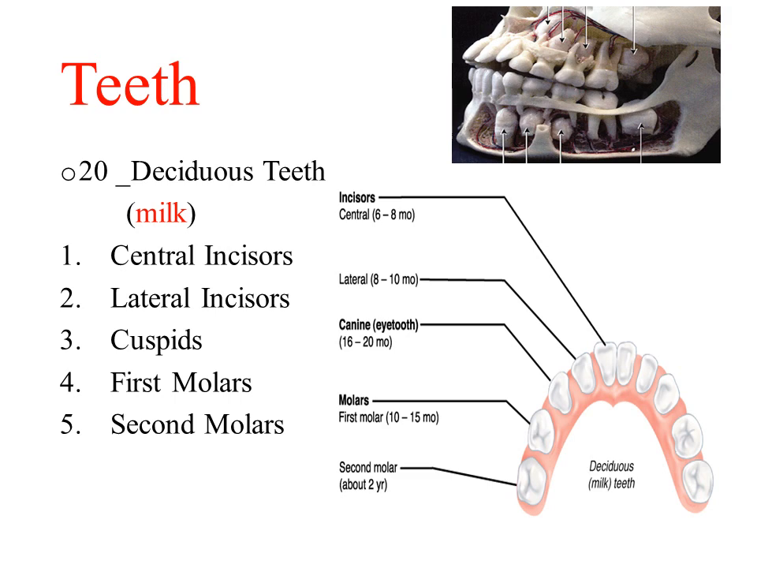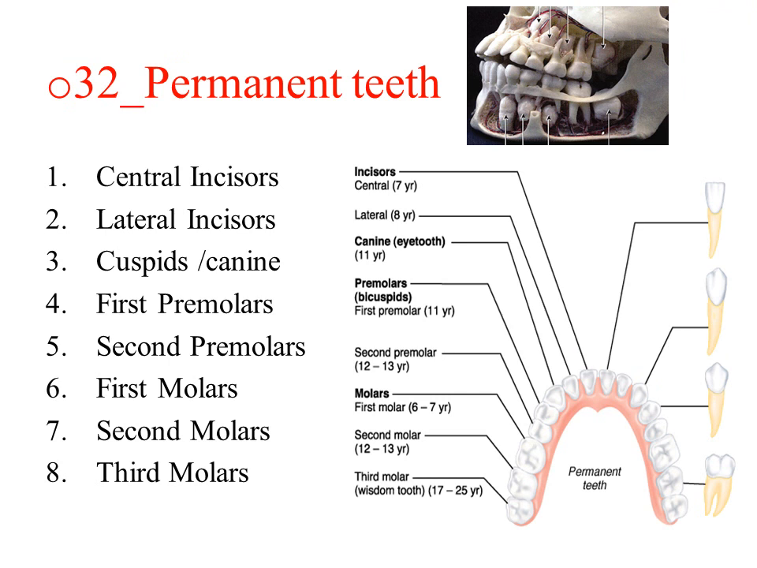The second group, which continues for the whole life, is called permanent teeth, and the number of them is 32. We have central incisors, lateral incisors, canines, first premolars, second premolars, first molars, second molars, and the third molar teeth. The third molar teeth are called wisdom teeth, which could appear up to the age of 25 years.